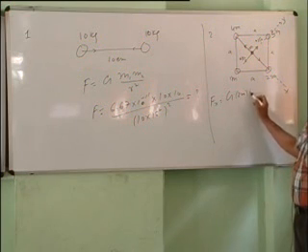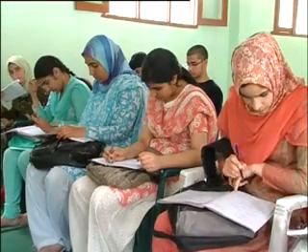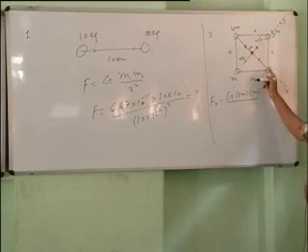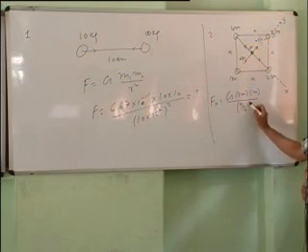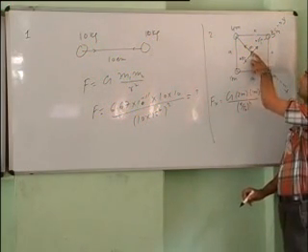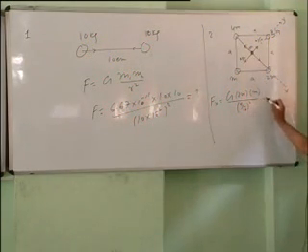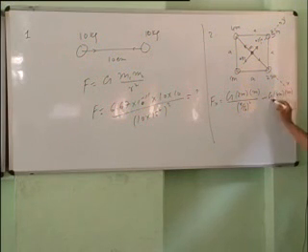2m into m by this distance square. This distance square is a by root 2, a by root 2 whole square. This is the force due to this 2m mass on this object, minus the force due to 4m mass, that is minus G, 4m into m by a by root 2 whole square.